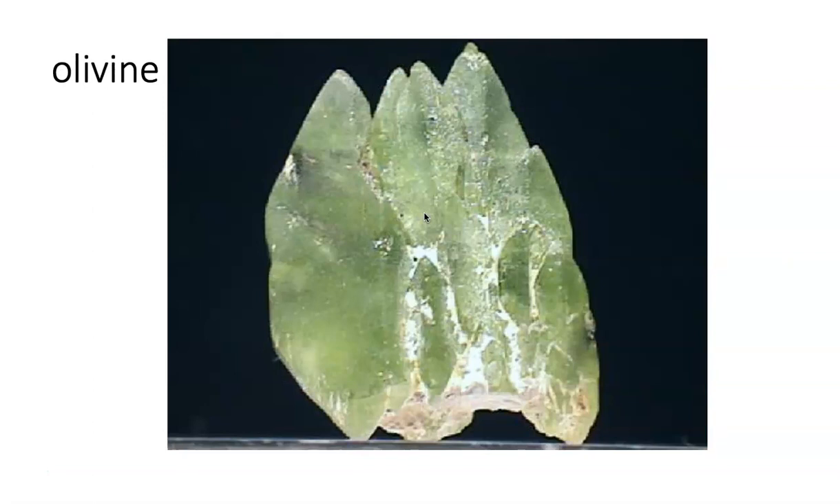Olivine is another silica and oxygen mineral that makes up the Earth's mantle. If you have an August birthday, this is your birthstone. Regular people call it peridot. Geologists call it olivine.